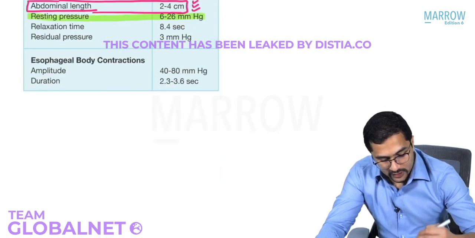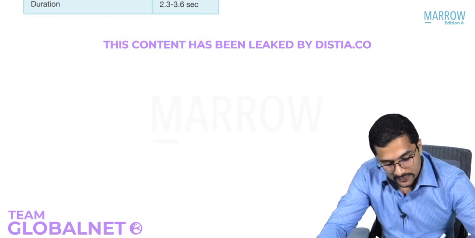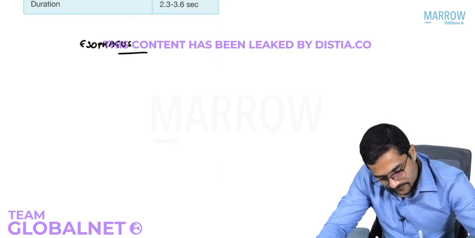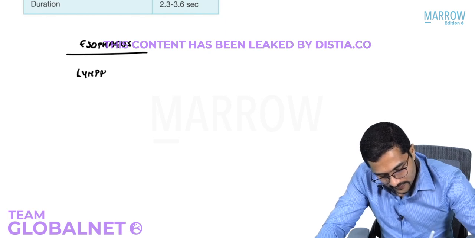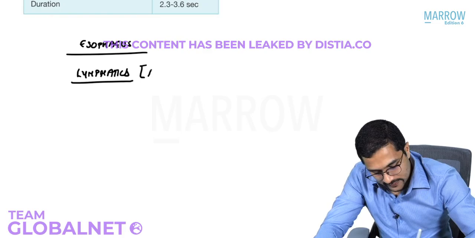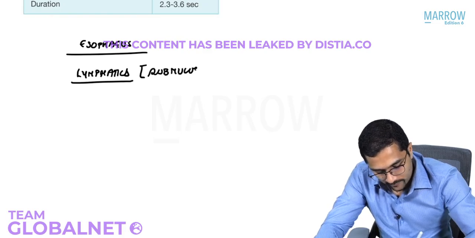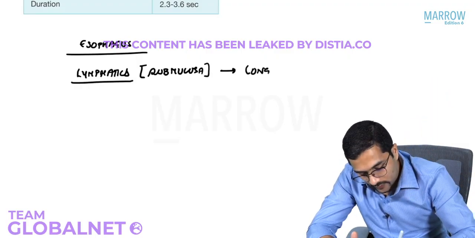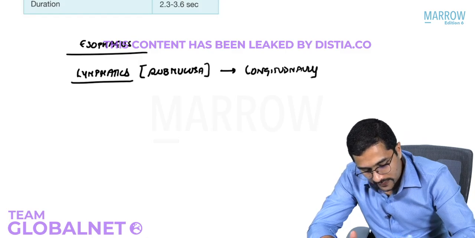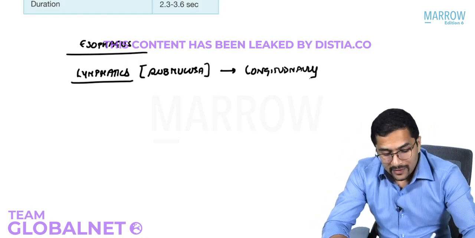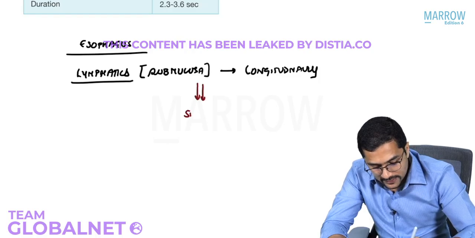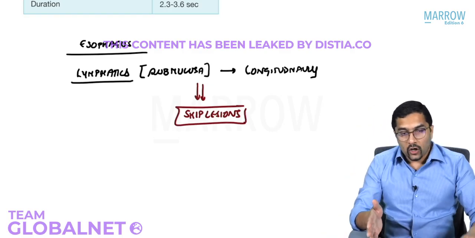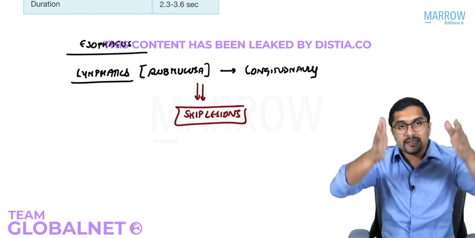Now, another point which I want you to know is that in the esophagus, the lymphatics lie in the submucosa and they run longitudinally. What is the significance of knowing that these lymphatics run longitudinally? Well, this can give rise to skip lesions or skip metastasis in cancers. Because of this longitudinal spread, there can be skip lesions.